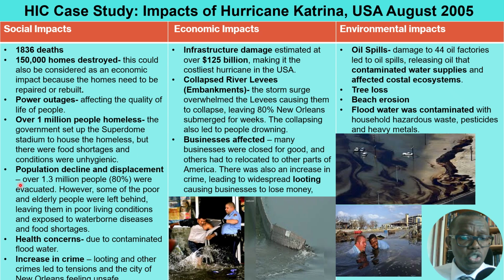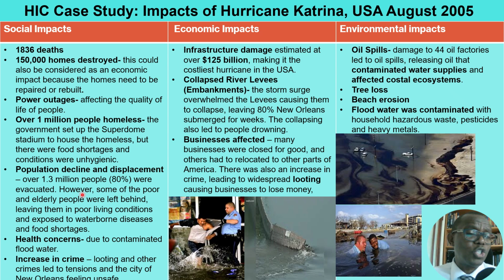Now you can imagine there are a lot of people in there, and obviously that's unhygienic. Then the next social impact is that there was a population decline and displacement of people. Over 1.3 million people, so that's 80% of the people living in this area, were evacuated. However, some of the poor and elderly people were left behind. They were left in very poor conditions, exposed to waterborne diseases. The water that had flooded the area had mixed with other unpleasant substances that could spread disease quite easily, diseases such as cholera and so on. And there were also food shortages for the people that were left behind.